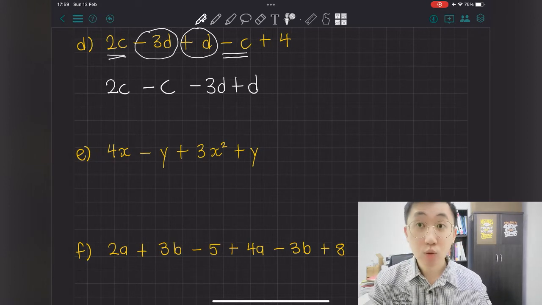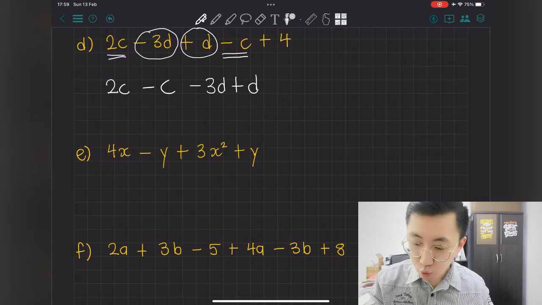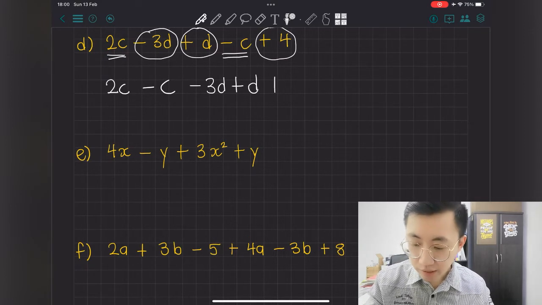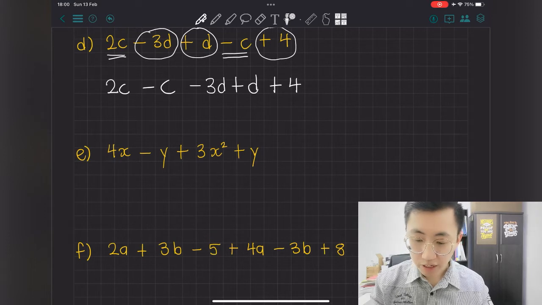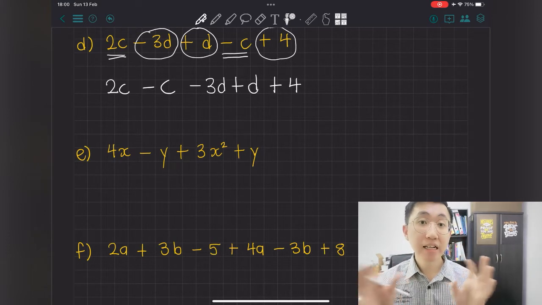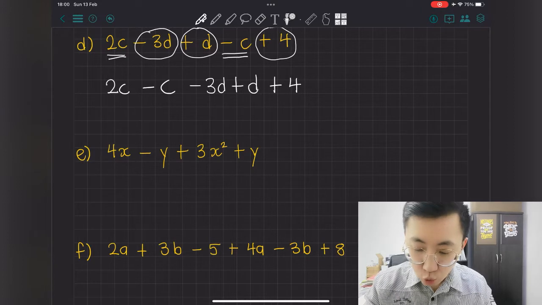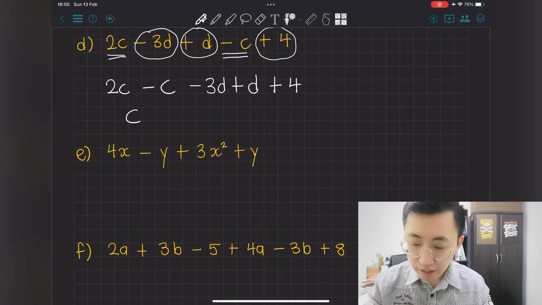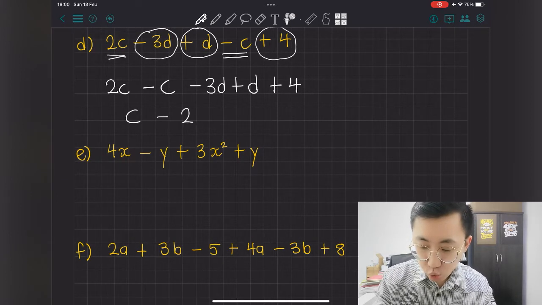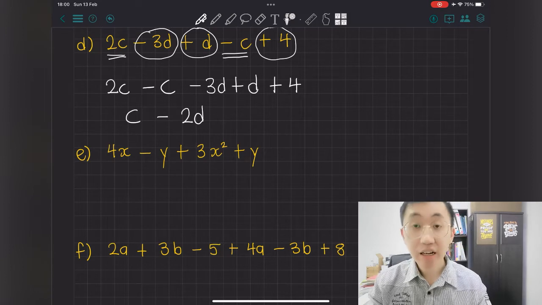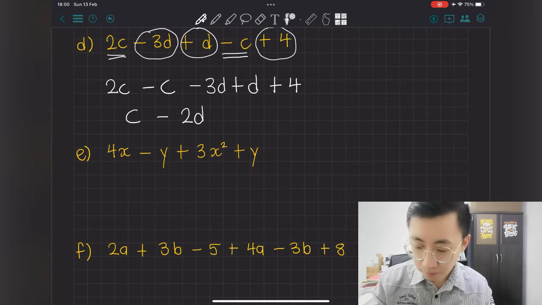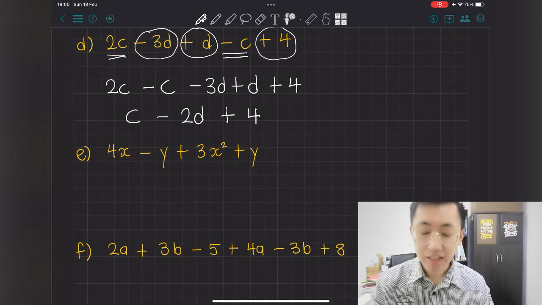Now there's one more that I'm missing out. I haven't done plus 4. Can you see? I haven't done plus 4. So you copy back downward here, plus 4. Now from here you combine the like terms together. Let's start. 2C minus C, you will get C. So write C. Then minus 3D plus D, you will get minus 2D. And then finally the number only, lonely, copy back, plus 4. That's the answer for D.